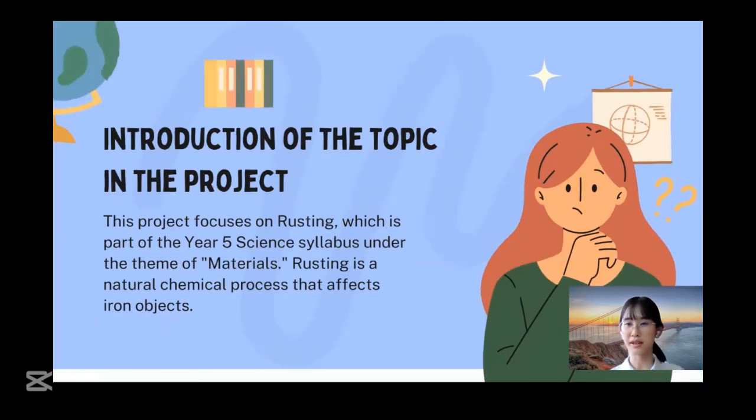So next, let me introduce the topic that I focus on in the project. The project focuses on rusting, which is part of the Year 5 science syllabus under the theme of material. Let me introduce what rusting is. Rusting is a natural chemical process that will affect iron objects, for example affecting their characteristics and so on. But there are a lot of ways to prevent rusting. To learn more, later I will explain in the game that I created.